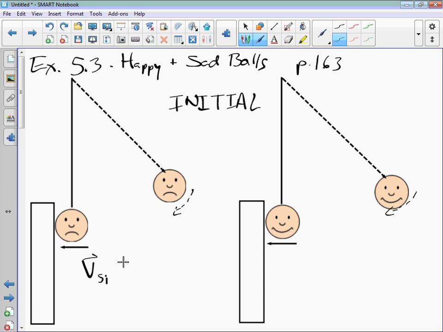So we've got velocity of the sad ball initially. It's going to have a velocity. But since it's the same size ball at the same height, the velocity of our happy ball initially and the velocity of our sad ball initially are going to be the same. So we could just call, in each situation, they're moving at some initial velocity. That'll be important later when we can combine terms, because they're both going to have the same initial velocity.